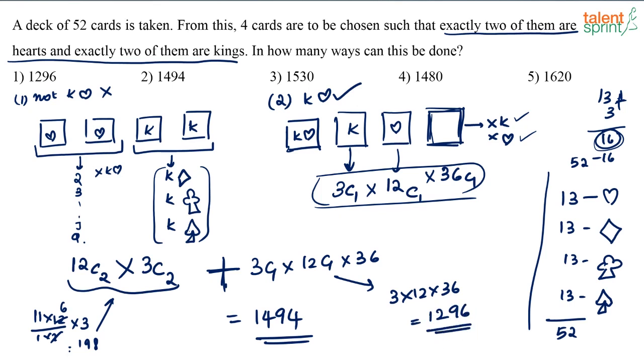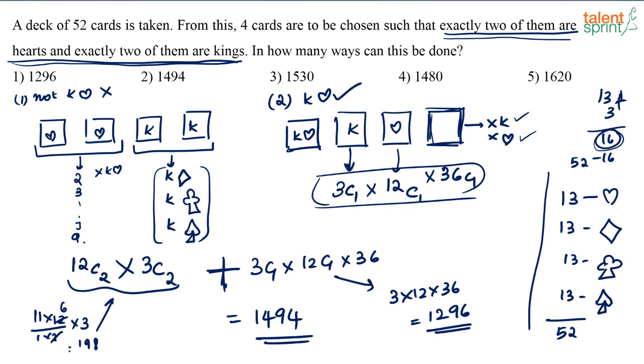So what is given here? I am choosing 4 cards out of 52 cards, and it is given that exactly 2 of them have to be hearts and exactly 2 of them have to be kings. Now there is a card, King of Hearts, which is a king as well as a heart. So we have to see how to select this card. So there are 2 possibilities here. The first is the case where the 4 cards that I am choosing do not have a King of Hearts at all, and the second is the case where the 4 cards that I am choosing have a King of Hearts.